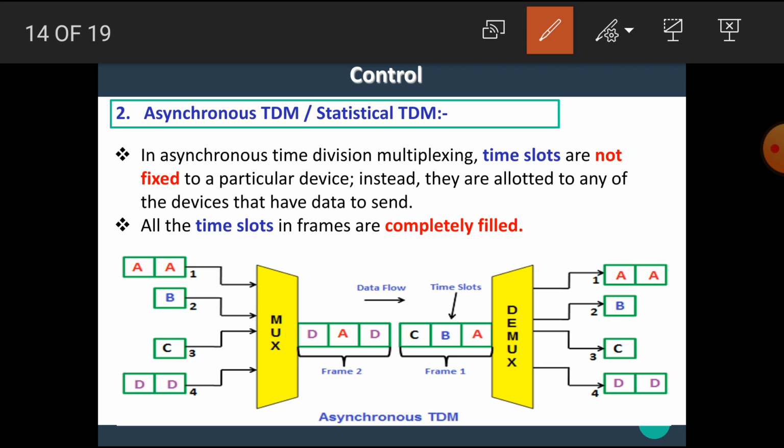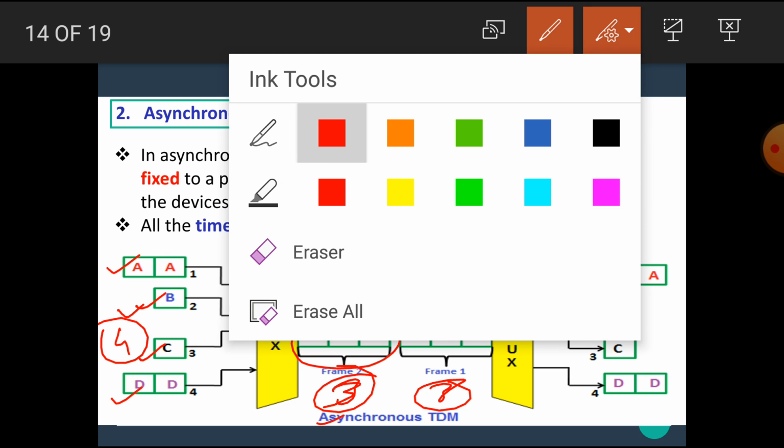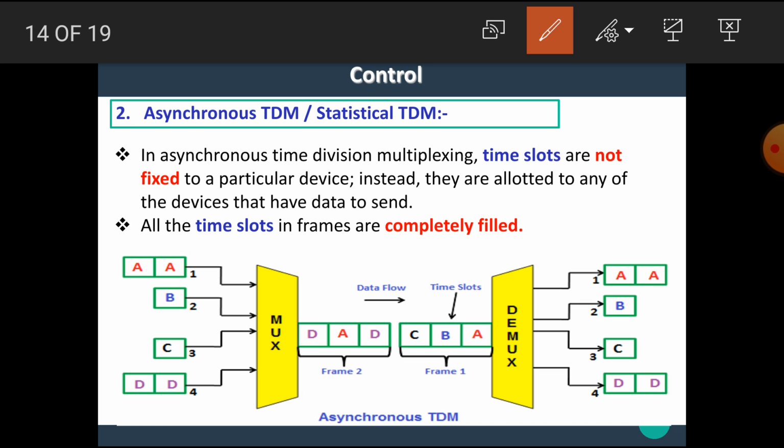Let's see here in this diagram that there are also 4 sources A, B, C and D. There are total 4 sources. If this is the synchronous system, then the frame is made up of 4 time slots or 4 bits. But here in the asynchronous system there are 4 sources, but the frame is made up of 3 time slots or 3 bits. This is the basic difference between asynchronous and synchronous TDM.